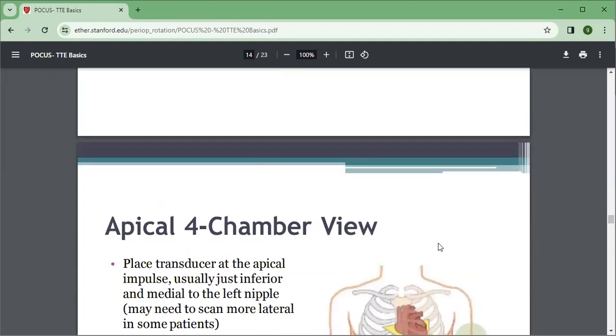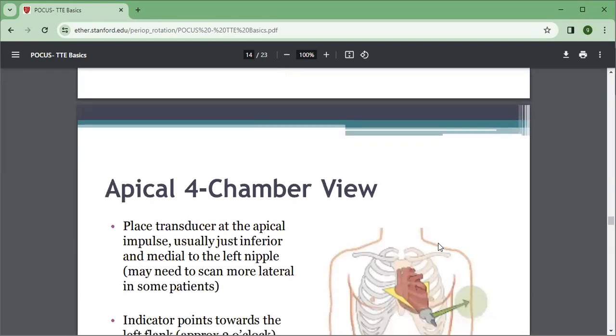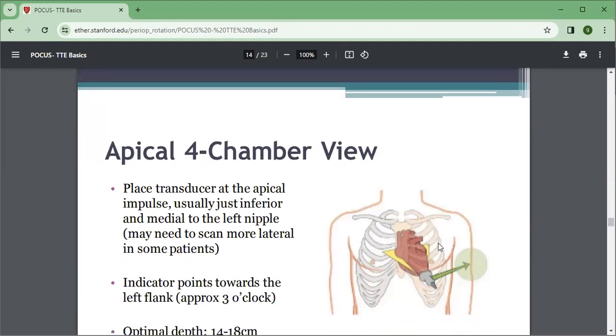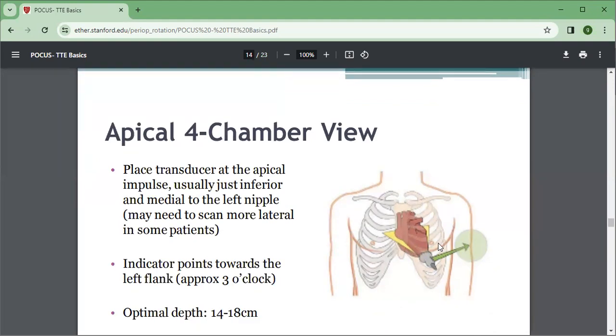The other one is that we are going to look at the apical four chamber view of the heart. For this one, you place the transducer at the apical impulse, at the apex of the heart, just inferior to the left nipple, or more lateral in some patients. The indicator points towards the left flank, approximately at the 3 o'clock position.